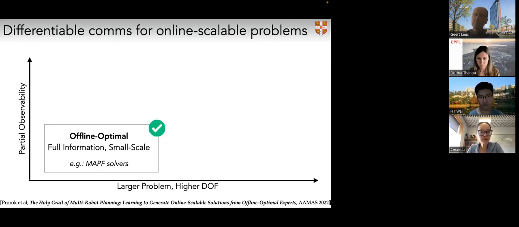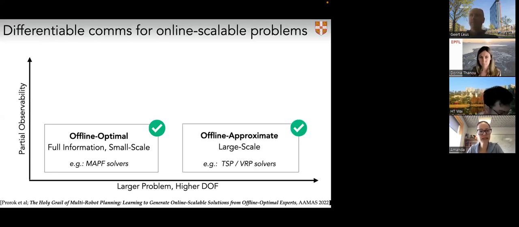In the regime where we have small problems with full observability, we actually know how to solve these problems to optimality quite efficiently and successfully. One common example in the multi-agent systems domain is multi-agent pathfinding. So solvers for these kinds of problems exist. They are optimal and complete, and they do perform very well and very efficiently for systems that aren't very large and for which we know all information a priori. Okay, so these are solved in batch. So this box is done. We know how to do this.